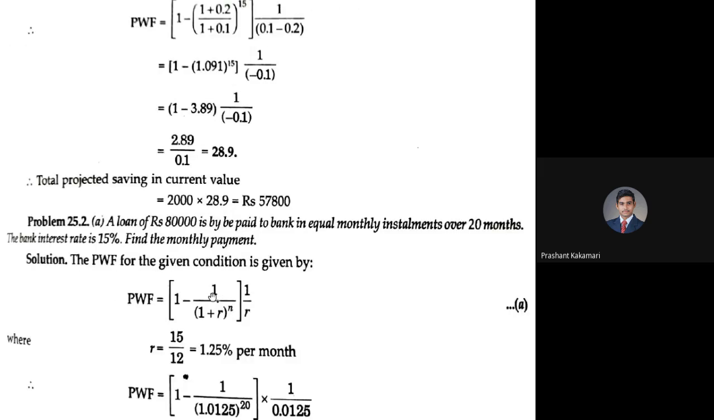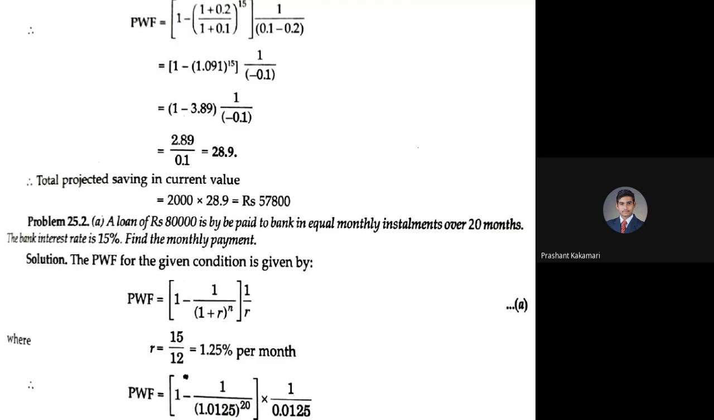I can substitute all the values here: 1 minus (1 plus I), I is 20% so it is 0.2, over 1 plus the 10% discount 0.1, raised to 15 years, into 1 divided by discounting 0.1 minus inflation 0.2. I can take that difference. Whatever factor you get, say for example 28.9, is the present worth factor. That factor should be multiplied with the savings. After 15 years, how much you are saving, I am telling today as per present values of inflation and the discount.